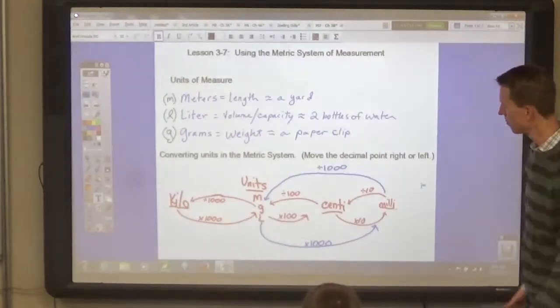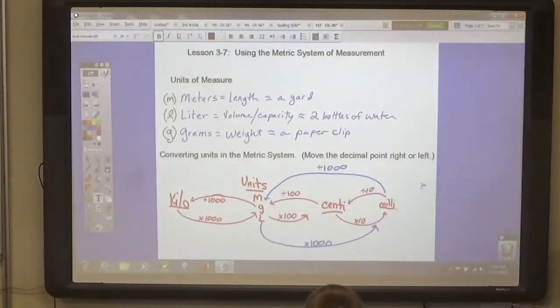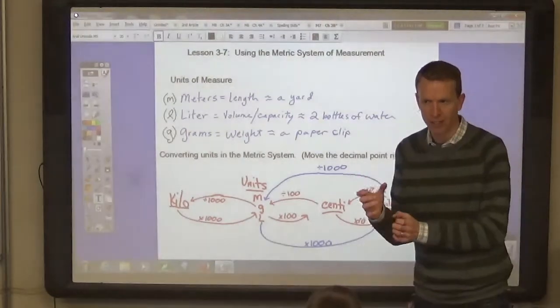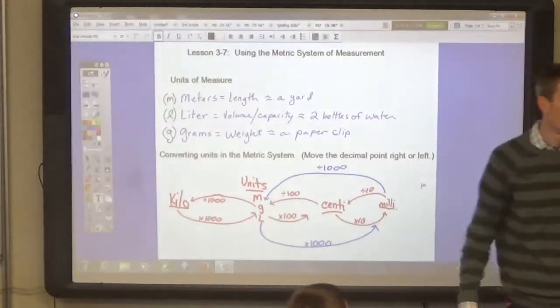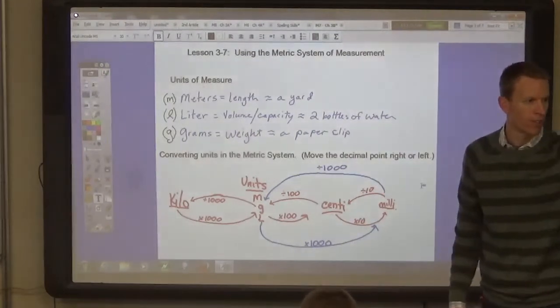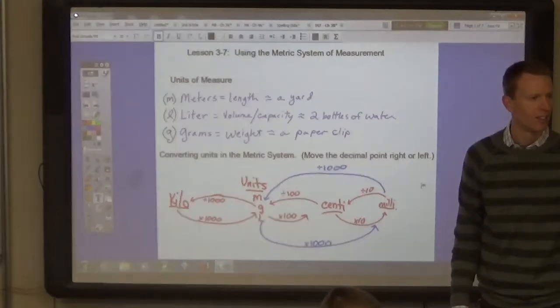A liter is about 2 water bottles. Usually those plastic water bottles are about half a liter. Sometimes you can get the liter ones, but how much is that one, Garrett? Does it say on it? Your water bottle? Mine comes in ounces.